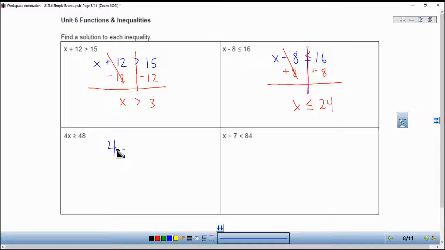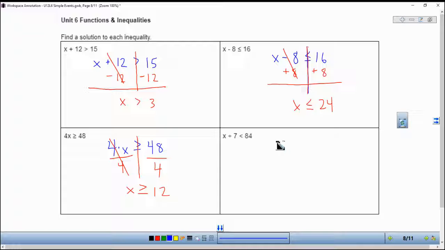Let's try this one. 4 times x. I like to put that dot in there just because it reminds me that it's multiplication. 4 times x is greater than or equal to 48. Okay, let's put the wall in there. How do we get rid of times 4? The opposite of times 4 is divide by 4 on both sides. The 4s cancel out, and we're left with x is greater than or equal to 48 divided by 4. Well, 40 divided by 4 is 10, and 8 divided by 4 is 2, so it would be 12. Any number where x is greater than or equal to 12 would work for that inequality.